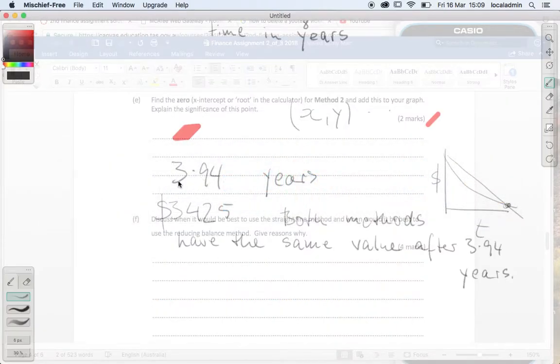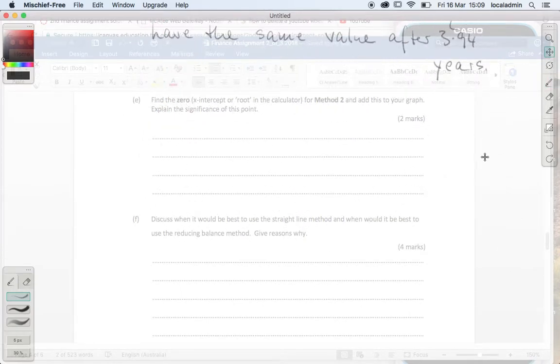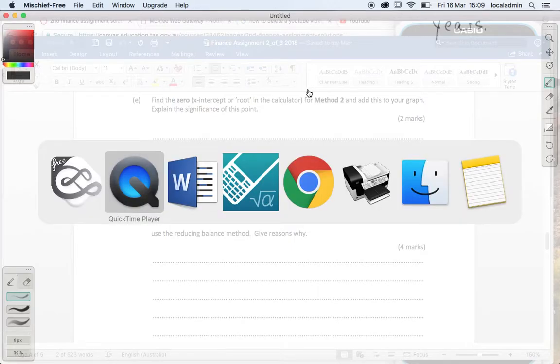So here's our next question, which is 2e. Let's bring that up a little bit. 2e. We'll find the zero x-intercept or root on the calculator for method 2. Okay? And nothing could be easier using the graphics calculator again. Look, this one builds just one on the other.